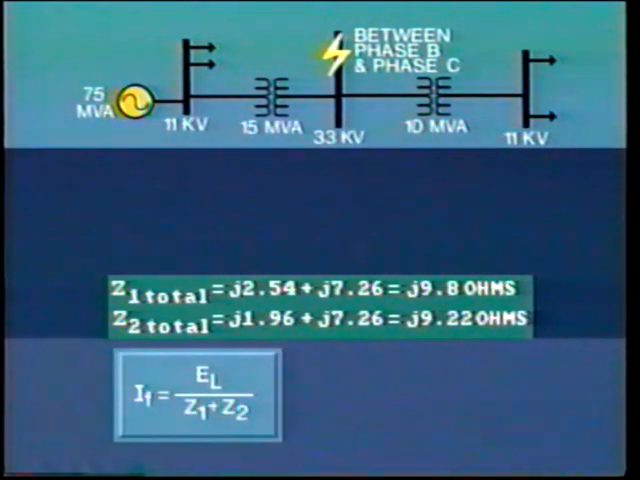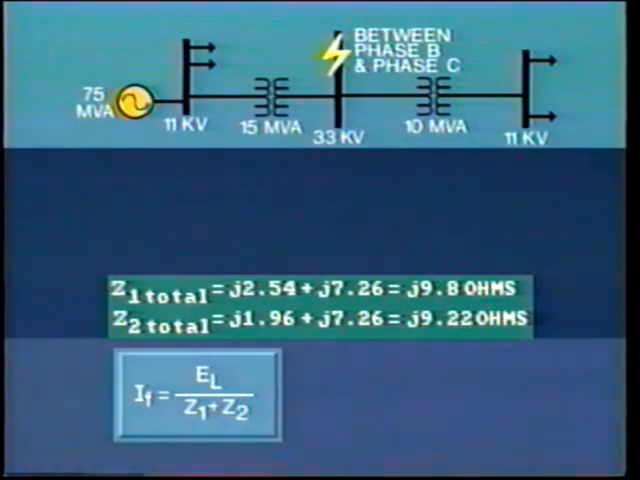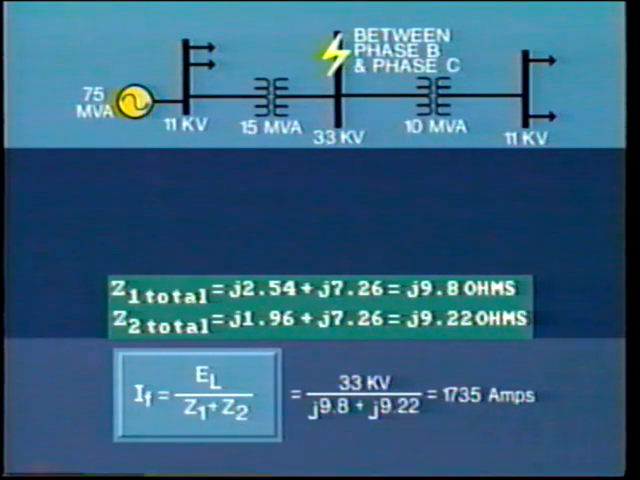The fault current IF equals the line voltage E line divided by (Z1 plus Z2). Recall there were √3s in both the original fault current and voltage formulas, but they canceled. The total fault current then is equal to 33 kV divided by (Z1 plus Z2), which equals 33 kV divided by (J9.8 plus J9.22). And this comes out to 1,735 amps. This is the value of fault current flowing in the line IB and IC. This current lags voltage EBC by 90 degrees as the impedance is considered to be all reactive.